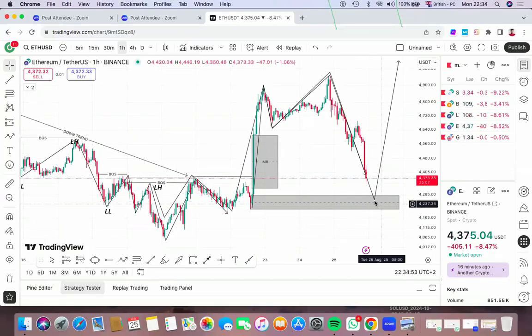I'm really seeing a really nice setup on Ethereum tonight. I might even take this trade.